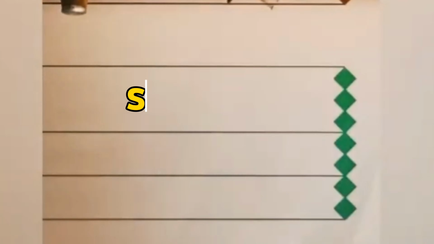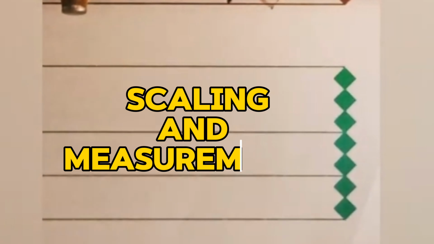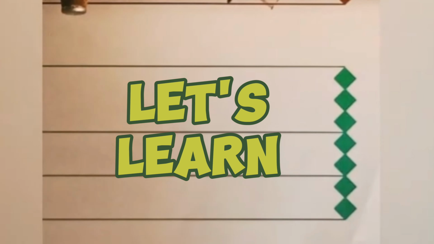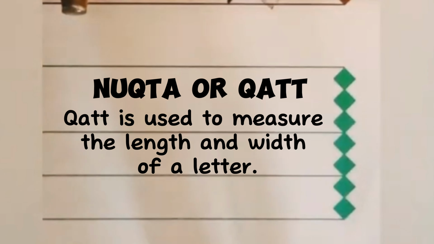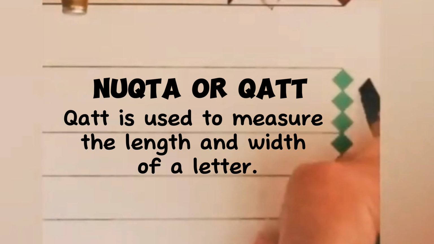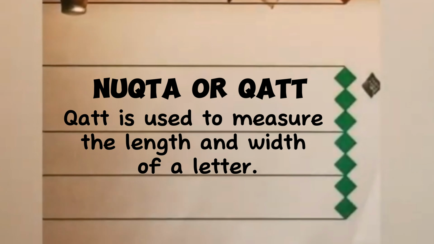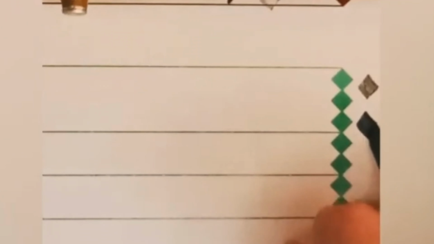Now let's talk about scaling and measurements. It is the backbone of learning any script in Arabic calligraphy. It will help you to write a right letter properly. Once you learn it, it will become second nature and you won't have to measure again and again. So the very first thing you need to know is nukta or cut. This shape that I am going to draw over here, it is basically a square on a 45-degree angle. Now this is the base unit for scaling and measurement in Arabic calligraphy.